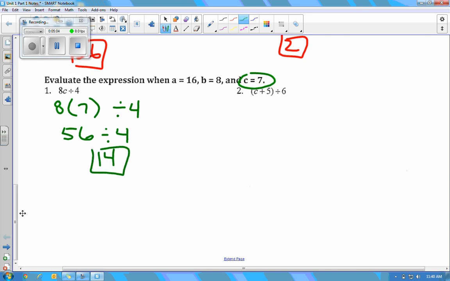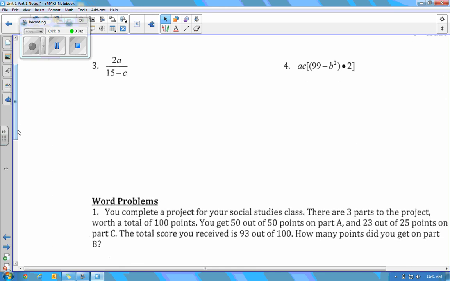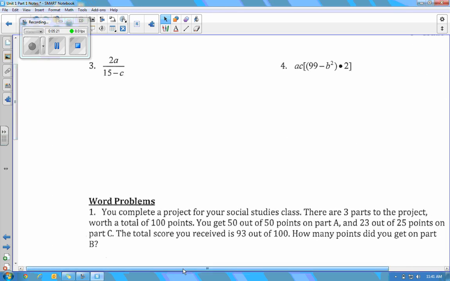I'm going to let you guys go ahead and try number 2. So on this front page, you need to take care of number 2 if you want full credit. Make sure when you come to class, you check your answer for that with the answer key that I'll have in the room for you. So once you've done number 2, you can look at the back, okay?